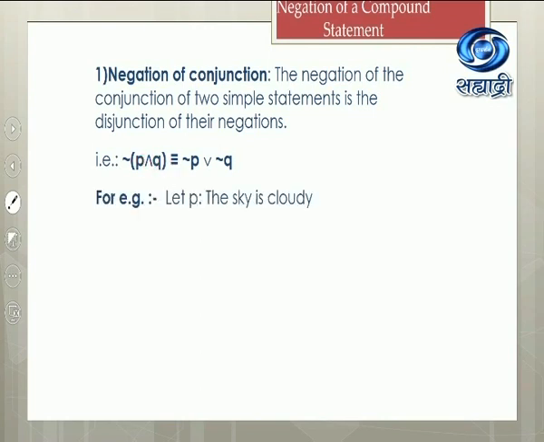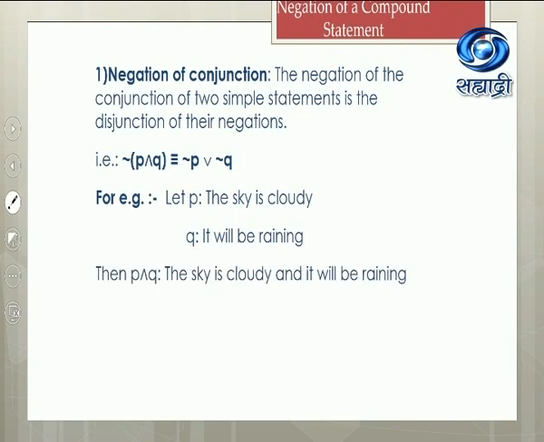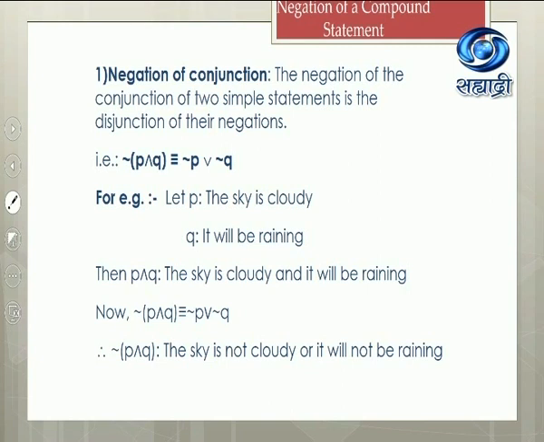So example, let P, the sky is cloudy, Q, it will be raining. P and Q is what? The sky is cloudy and it will be raining. Now negation of P and Q is what? Negation of P or negation Q. So we are just going to write the negation and put or in between. So what will be the verbal statement? The sky is not cloudy or it will not be raining. Not cloudy or, and then again not be raining. So just remember that and you are through with this.